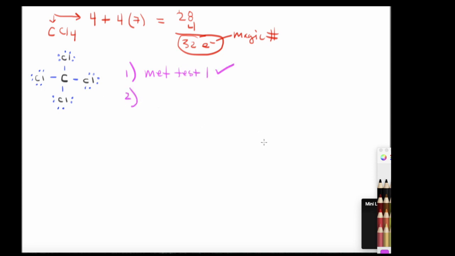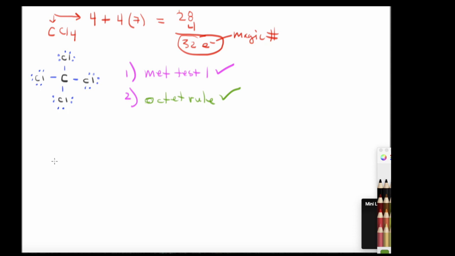Test number 2 is to confirm that we have 8 electrons around each of the atoms. So starting with the carbon, we have 2, 4, 6, 8. Yes. Then on the chlorines, we have 2, 4, 6, 8 on each of them. So we met the octet rule. So this is the best structure for carbon tetrachloride.